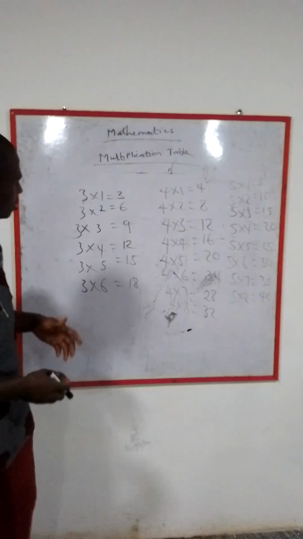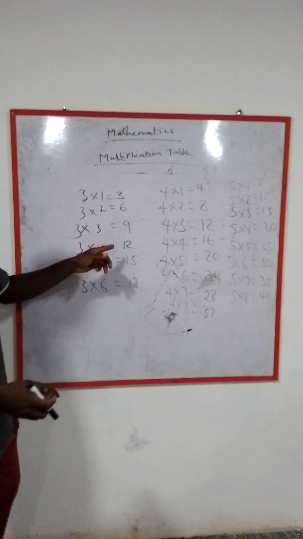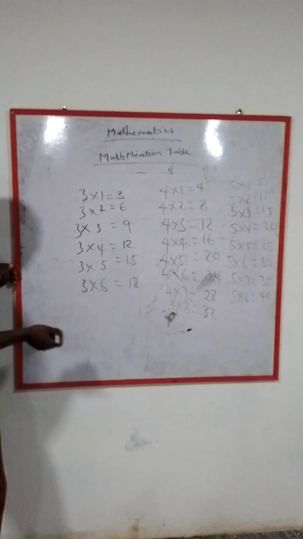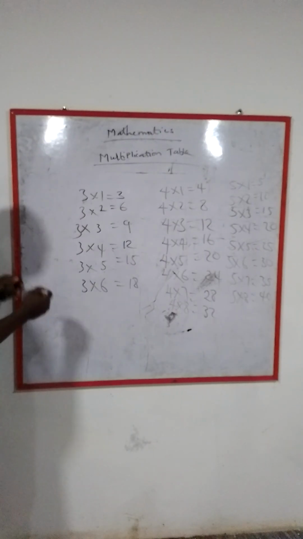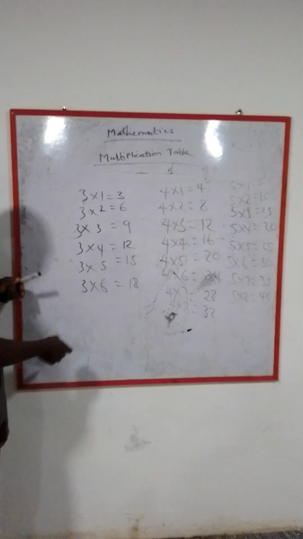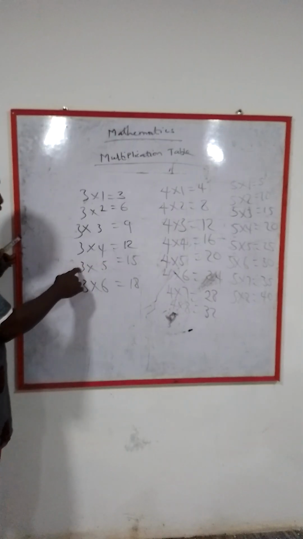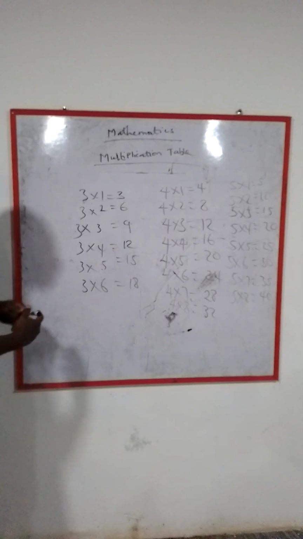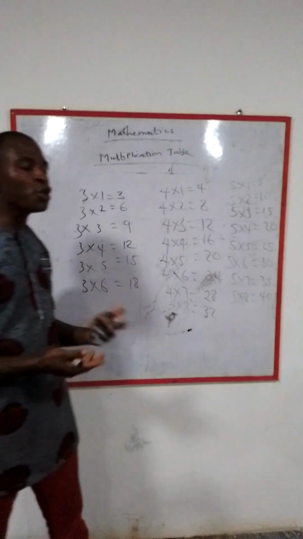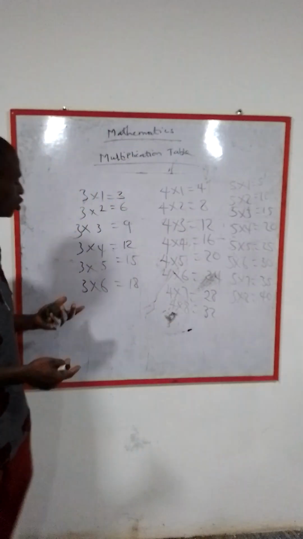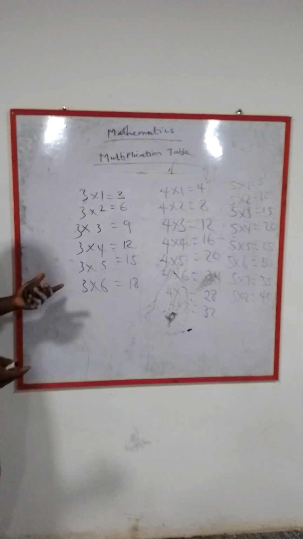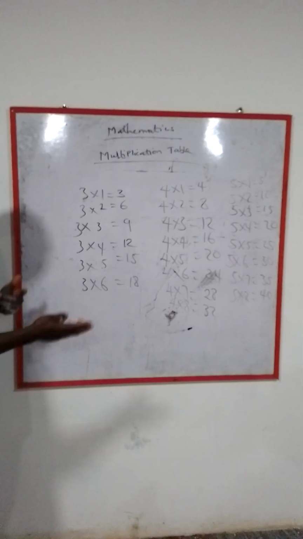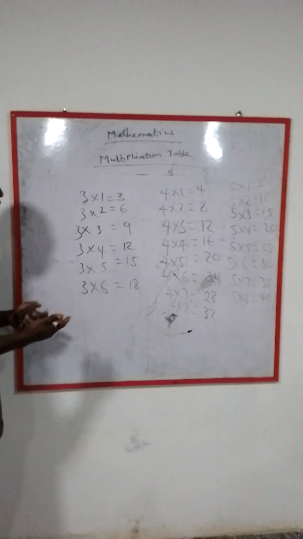Let me just pick one of the multiples of 3, which is 15. For instance, if I may ask, how many times will 3 go into 15? It's just 5 times, because 5 times 3 will give you 15. So you can see that knowing your multiples will help you to know how a number can go into a particular number, whether there will be a remainder or not.